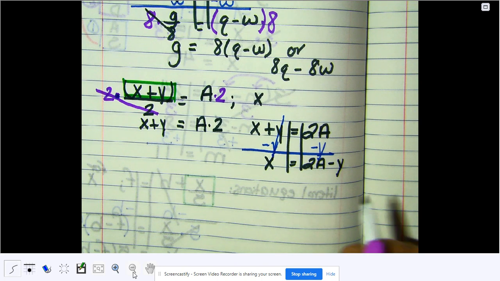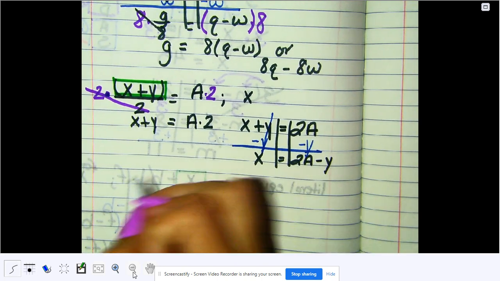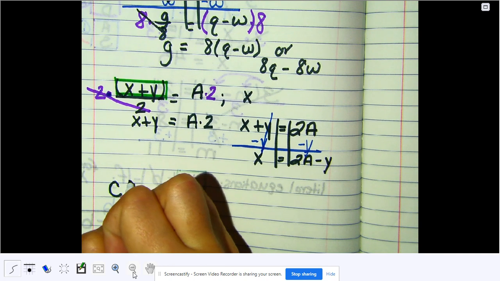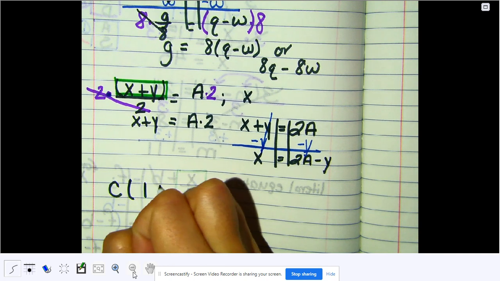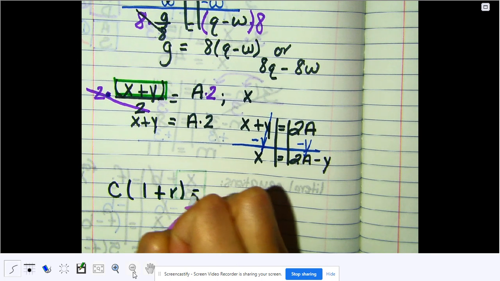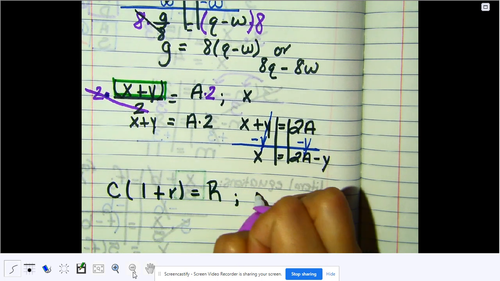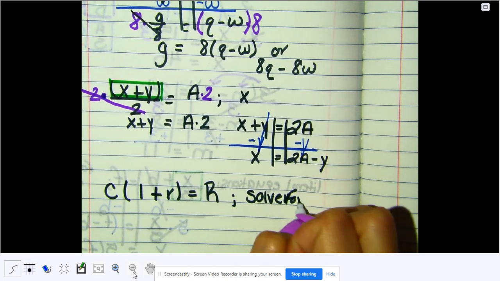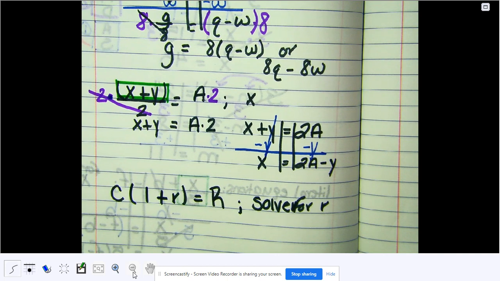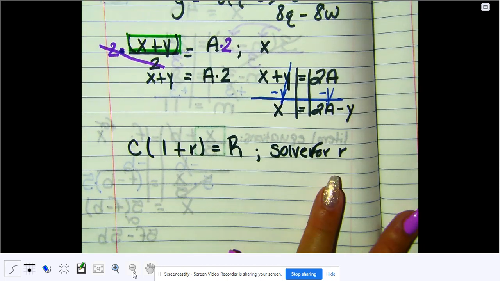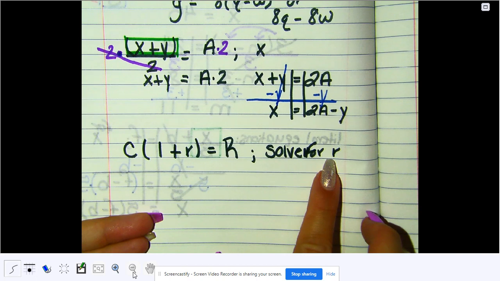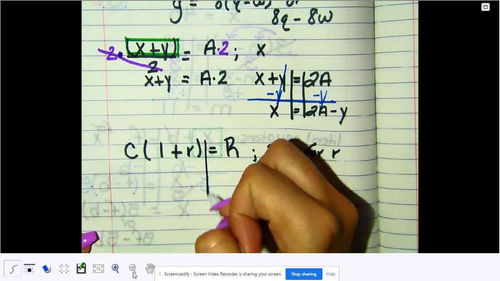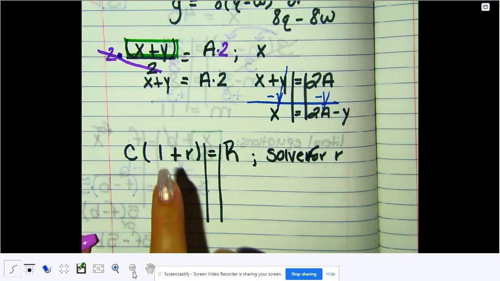And let's do one more level. Okay, C times 1 plus R is equal to capital R, and we're solving for the lowercase r. Okay, so be very careful. Yes, there are the same letters in here, but we also need to be solving for the lowercase r and not the capital. Okay, you can't say, oh, I already solved this equation, it's equal to R. No, we're solving for the lowercase r.